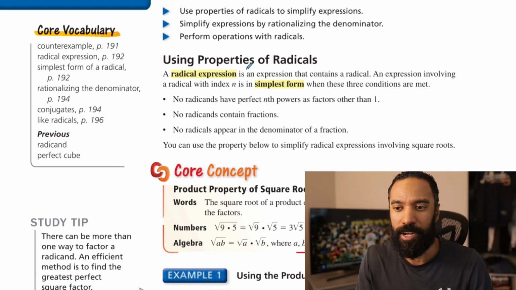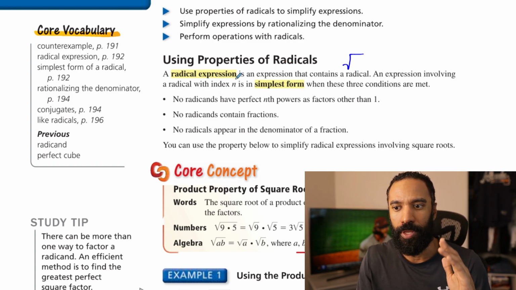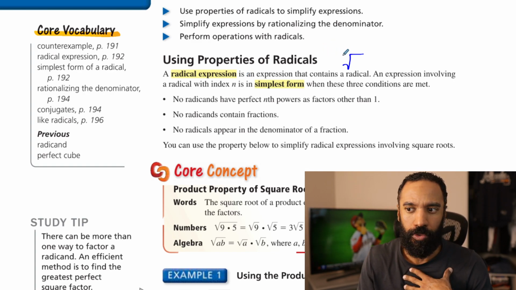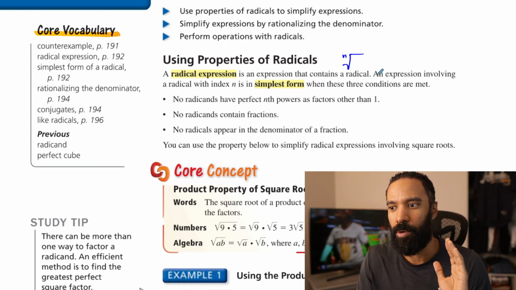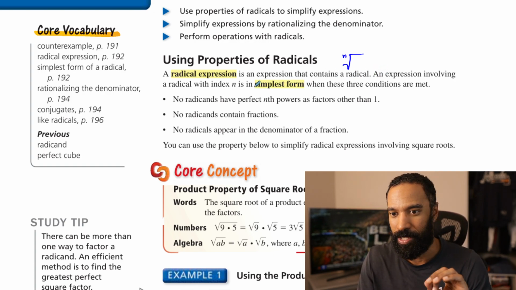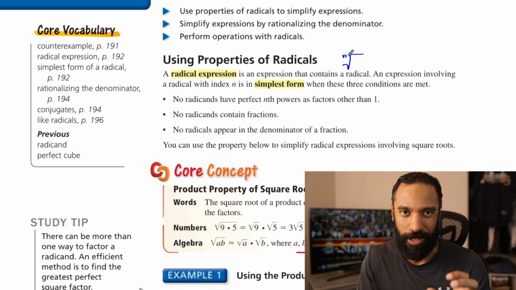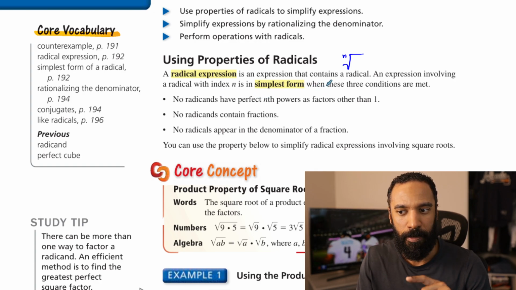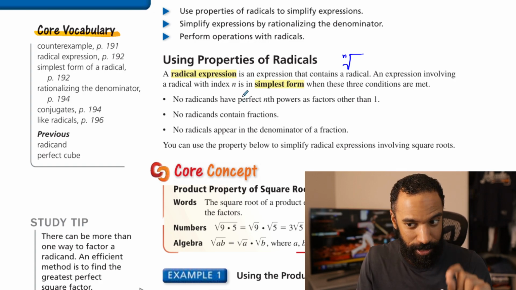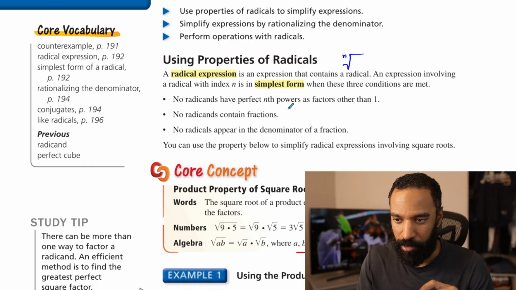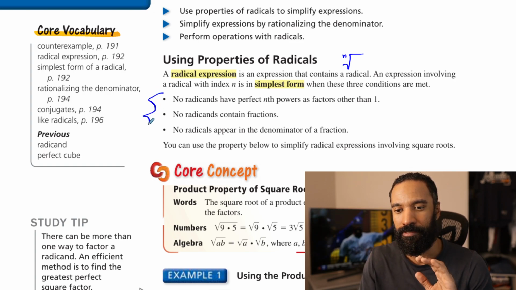A radical expression is an expression that contains a radical, once again, one of these symbols here. An expression involving a radical with index n. I sometimes just call it root, but the index is this guy right here. A radical with index n is in simplest form when these three conditions are met. No radicands, I think that's the things inside the radical, have perfect nth powers as factors other than 1. No radicands contain fractions. No radicals appear in the denominator of a fraction. So we simplify a radical by satisfying all three of these things right here.